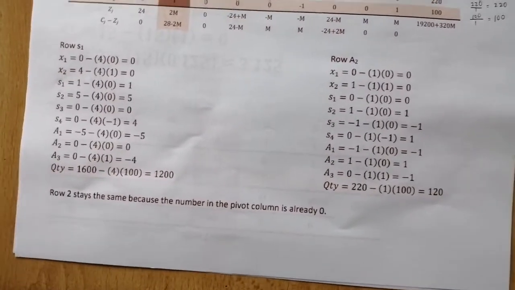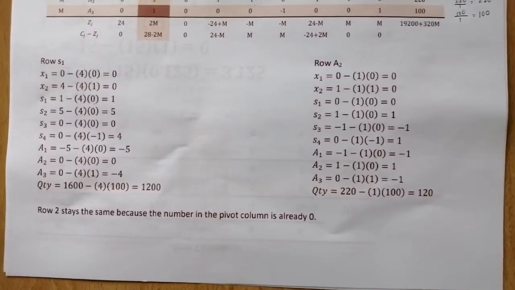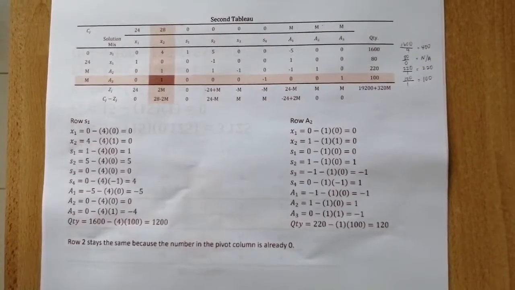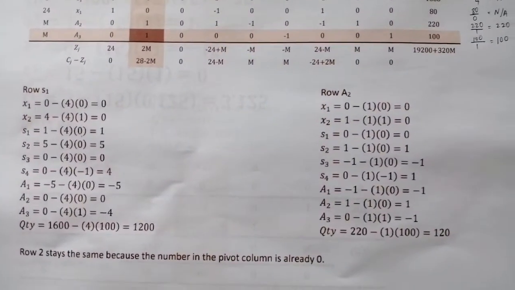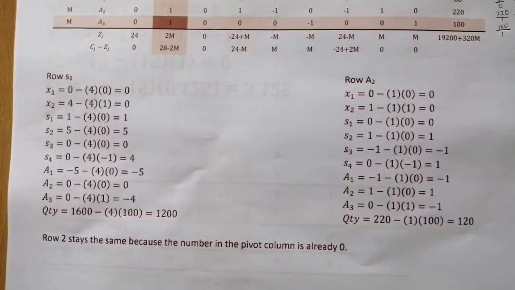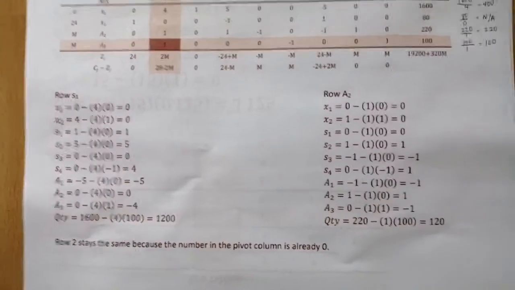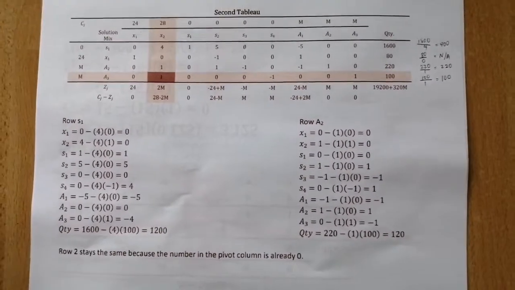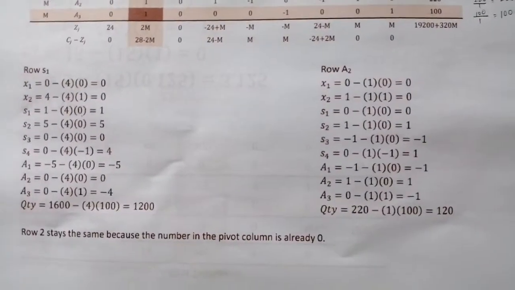Using the formula, we find the new values of row S sub 1. So x sub 1 equals the old value, which is 0, minus the number above or below the pivot number, which is 4, times 0, which is the corresponding number in the new row, which is 0. So 0 minus 4 times 0 is equal to 0. Same goes with the other variables.